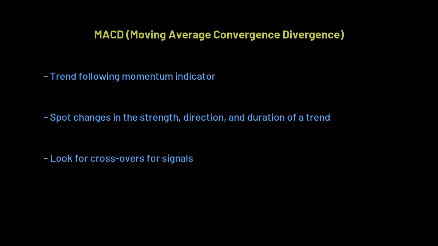When the shorter average crosses above the longer one, it may suggest an uptrend. And when it crosses below, it could indicate a downtrend. This indicator helps traders make decisions based on market momentum and is popular among investors looking for trend shifts. Mastering moving average convergence divergence can help beginners identify key entry and exit points.